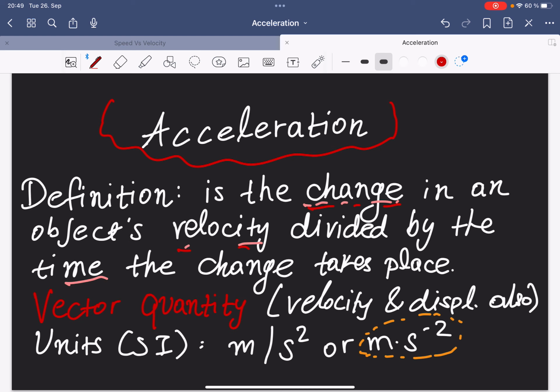Now, the units in the international system for acceleration are meters per second squared, which you will also see as meters times second to the power of minus 2, which is a different mathematical way to write this down.